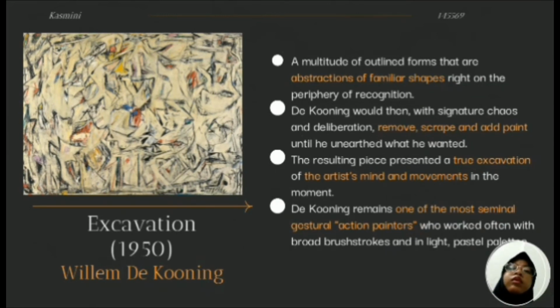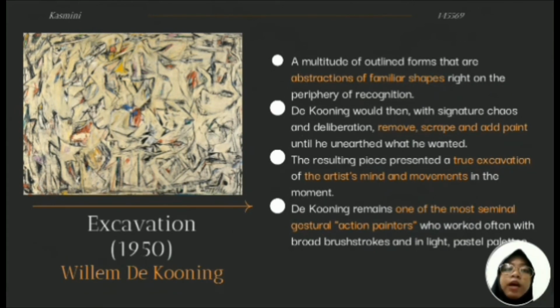This artwork is one of de Kooning's most renowned works and a depiction of his abstract expressionist style. In it, we see a multitude of outlines formed that are abstractions of familiar shapes, right on the periphery of representation, like fish, shore, birds, eyes, and teeth. It is because he put everything he felt at the same time when painting this artwork.